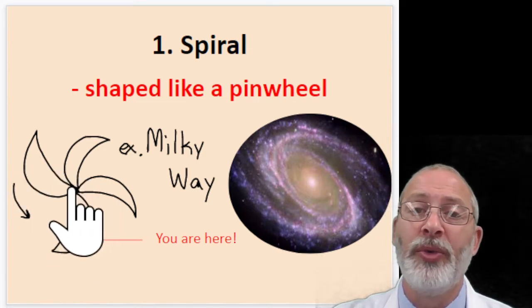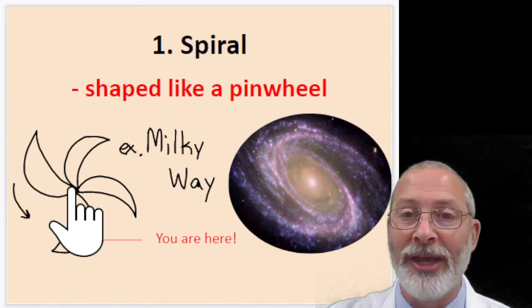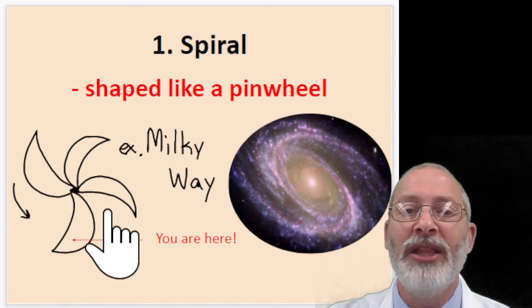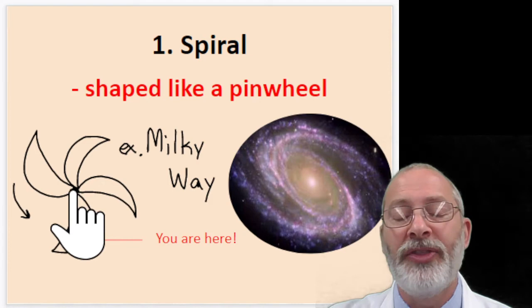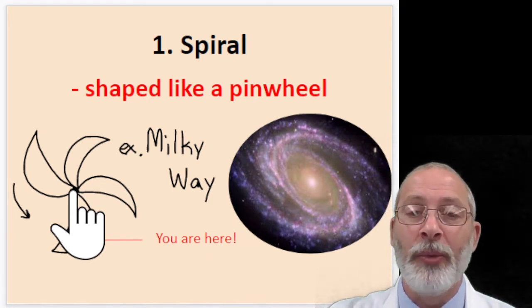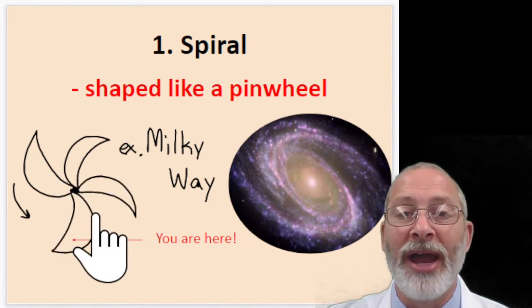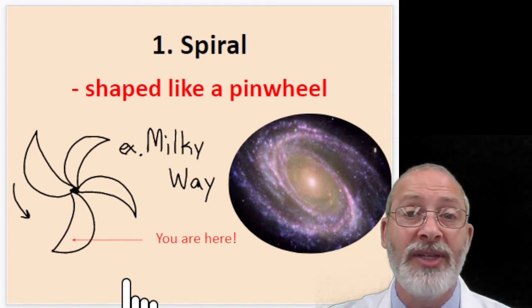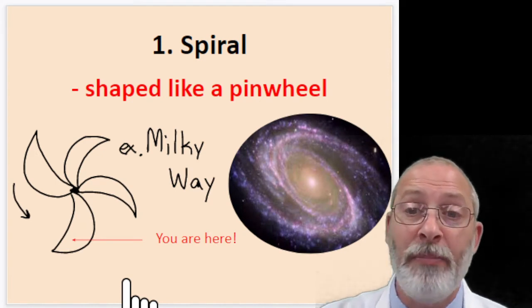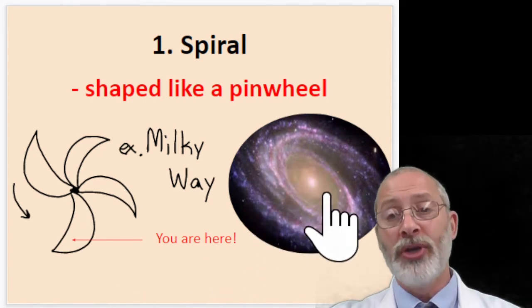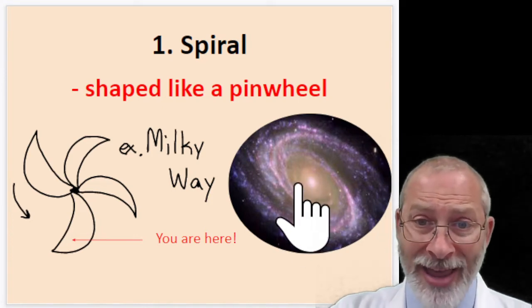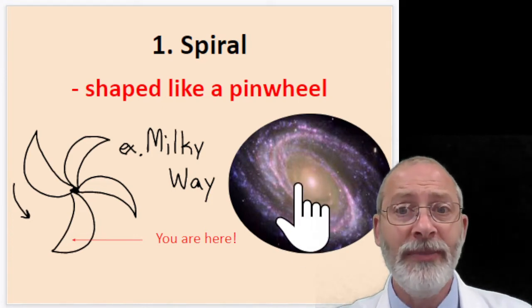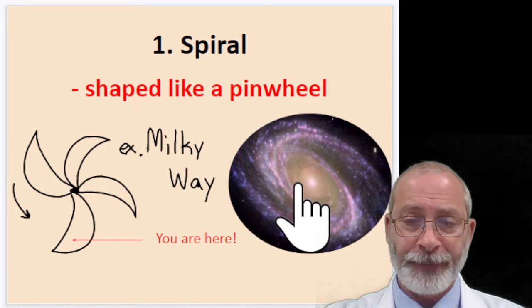If you're unfamiliar with a pinwheel, maybe we'll make one later on, it's kind of like little fan blades with a center, and when the wind blows on it, it spins around. That's what a spiral galaxy does. It spins like a pinwheel. So the Milky Way galaxy, pictured here, is an example of a spiral galaxy.